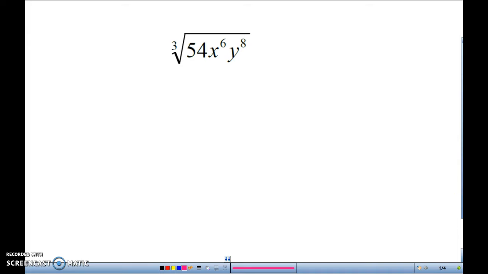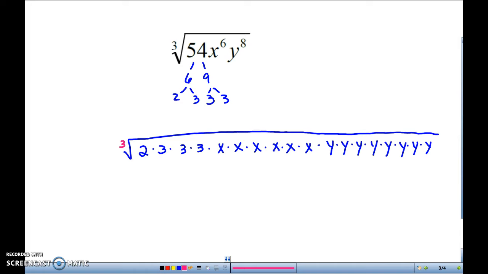First of all, I need my prime factors of 54. So I know that's 6 times 9. And 6 is 2 times 3, and 9 is 3 times 3. So my prime factors are 2 times 3 times 3 times 3. I'm going to write my x to the 6th and my y to the 8th in expanded form. And I get that.